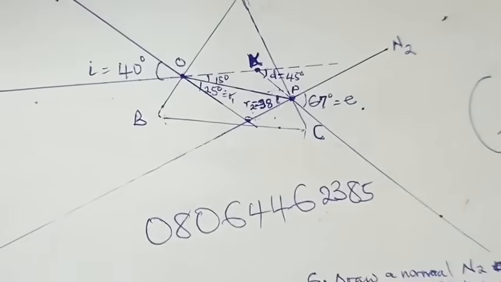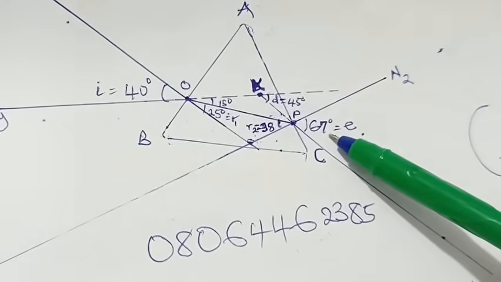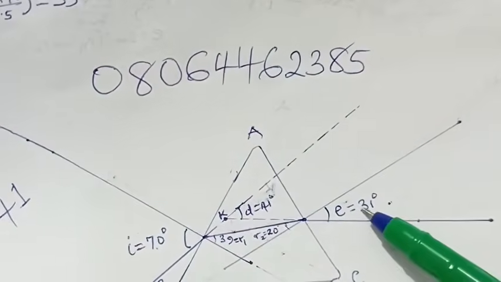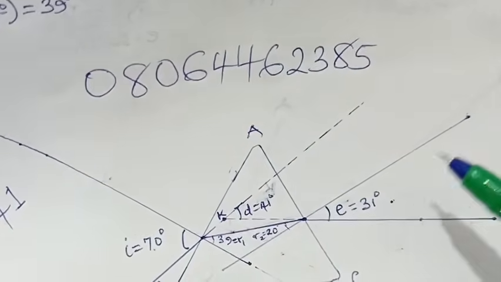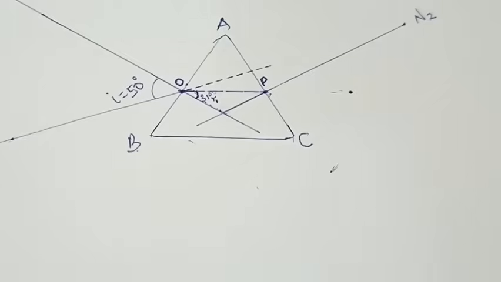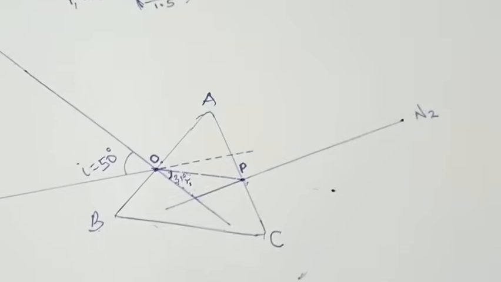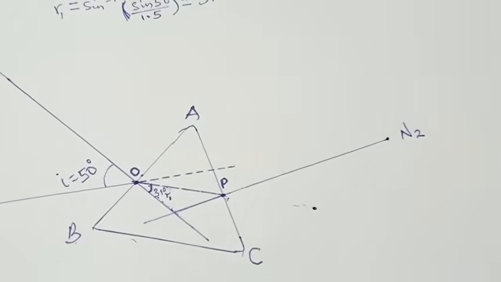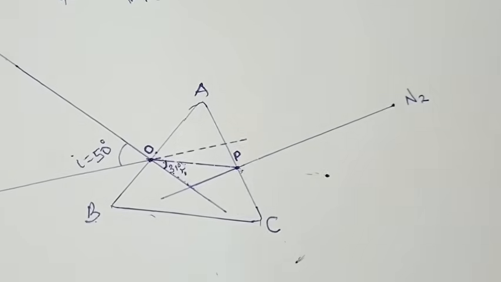Once again, look at when I worked for that of 40 degrees, the emergent angle was determined to be 67. When I did for that of 70 degrees, it was determined to be 31 degrees, the emergent angle. So you need to calculate for it. And how do we calculate for the emergent angle? You're going to use this formula to calculate for it. Take note, just memorize the formula as I'm showing you.